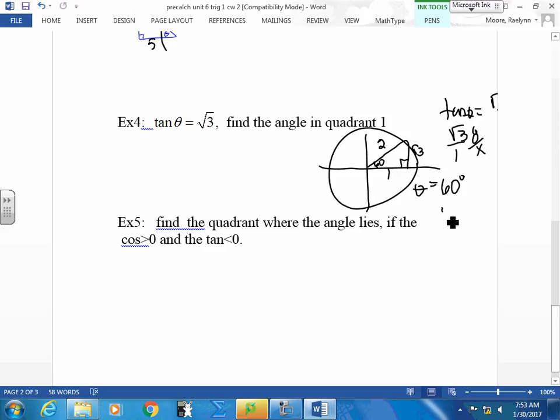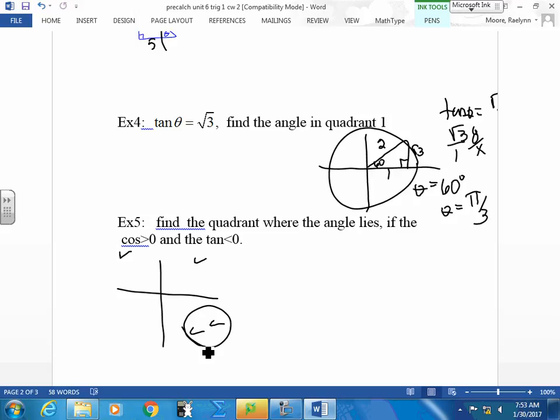In radians, what's my angle in radians? How many times does 60 go into 180? Pi over 3. Okay. Good. Find me what quadrant this angle lies in if my cosine is positive. Hang on 1 second. My cosine is my x value. My cosine is positive wherever x is positive. My tangent is negative here and here. Where do they overlap? That's where my angle is. We'll spend a little bit more time with that one, but you should be able to get through all the homework, okay?